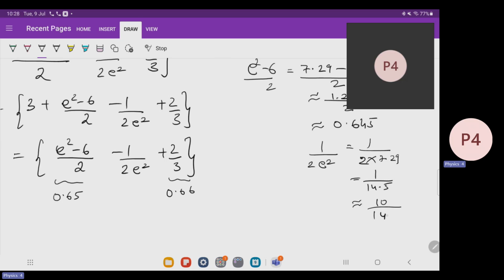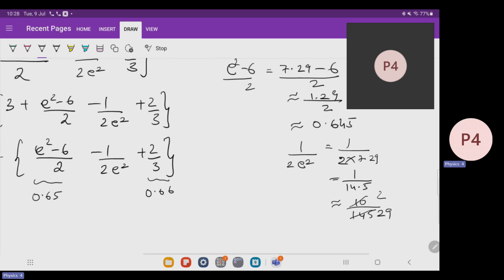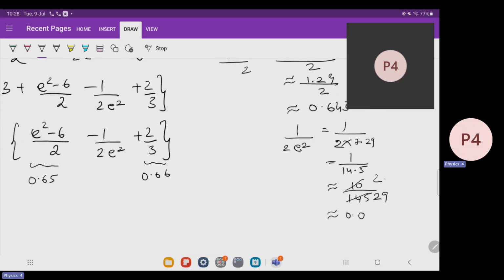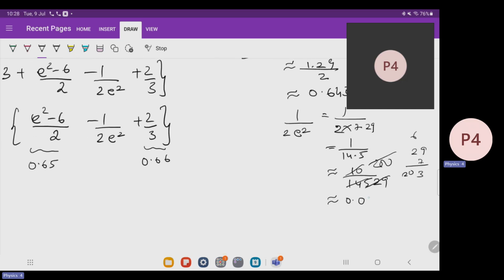This will become 10 upon 145, that is 2 upon 29, which is approximately 0.07.